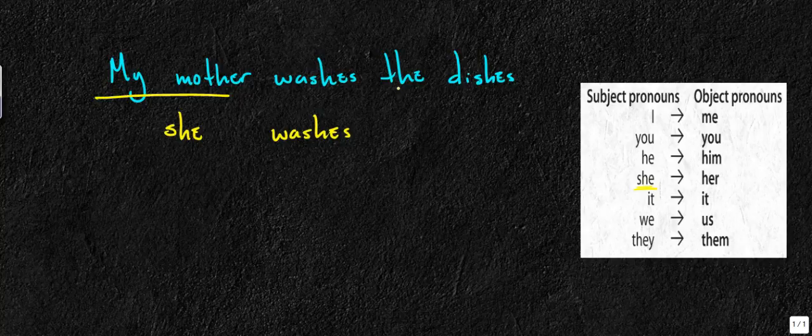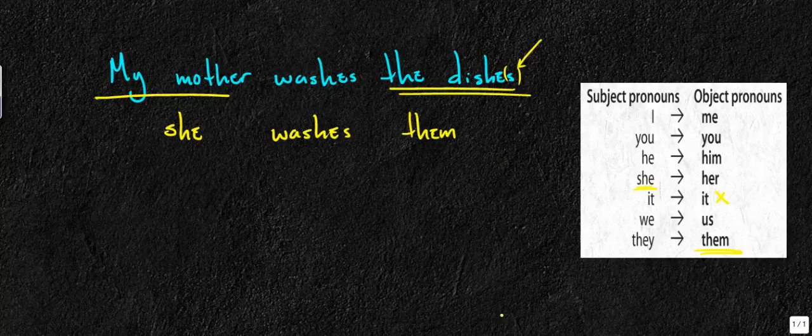And then when I'm talking about the dishes, well, the dishes in the object pronoun would be them, because the dishes is an object, but if you see, the dishes is in plural. So I cannot say it, I have to say them. So I would say my mother, or she, washes them. All right?